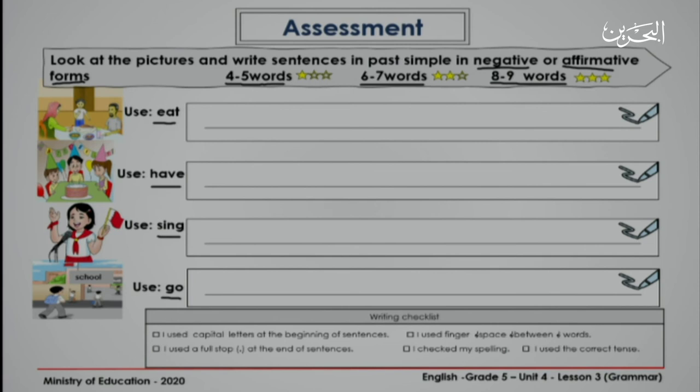Remember, before you start writing, you have to start your sentences with capital letter. You have to end your sentences with full stop. You have to leave space between words. Check your spelling and write using the correct grammar tense. You have 5 minutes. You can write your answers on your mini board. Start.